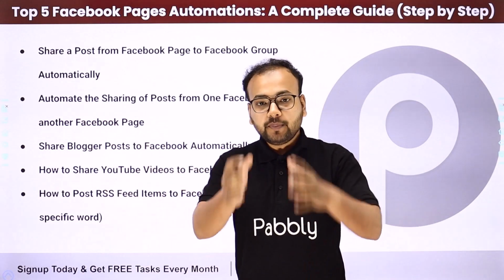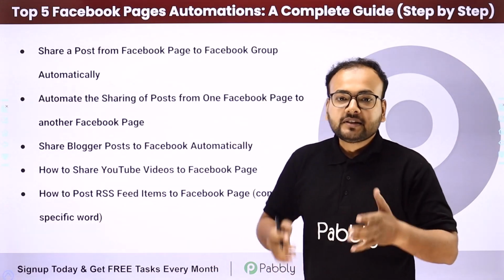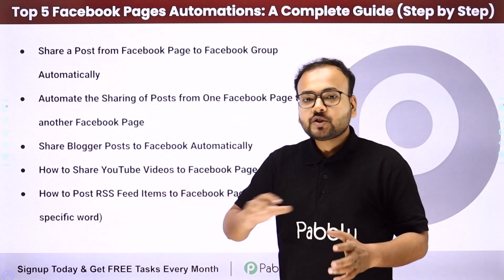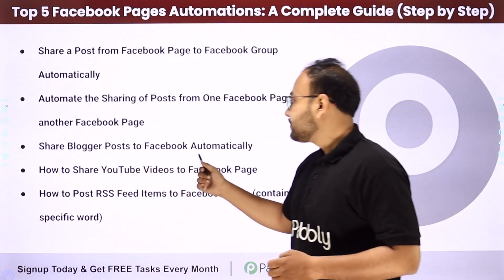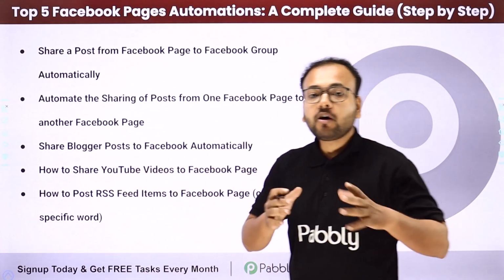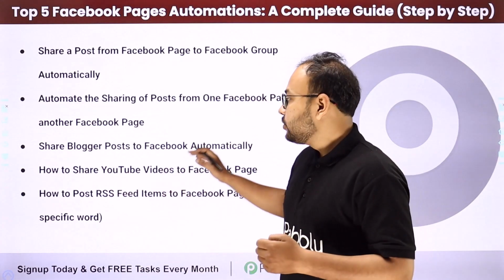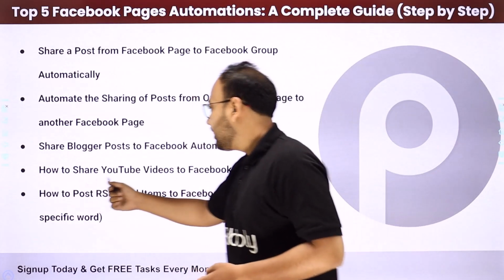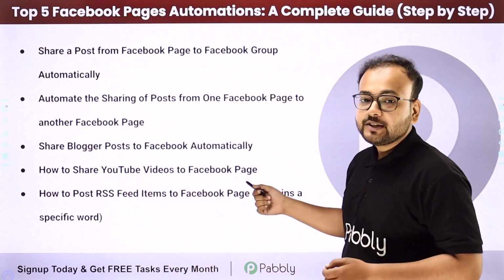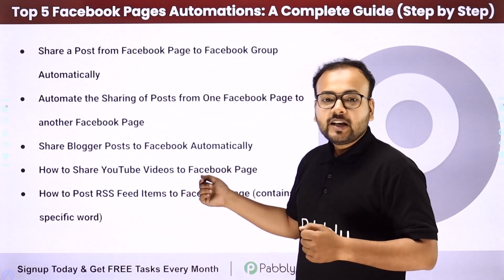So if you have two pages parallelly, you can just add the content in one page and the same will be shared to the other page automatically. Third one is share blogger posts to Facebook automatically. So if you have a blog and you want to connect your blog with Facebook, you can use this automation. And another one we have is how to share YouTube videos to Facebook page. So guys, if you're running a YouTube channel like us, you can use this automation.